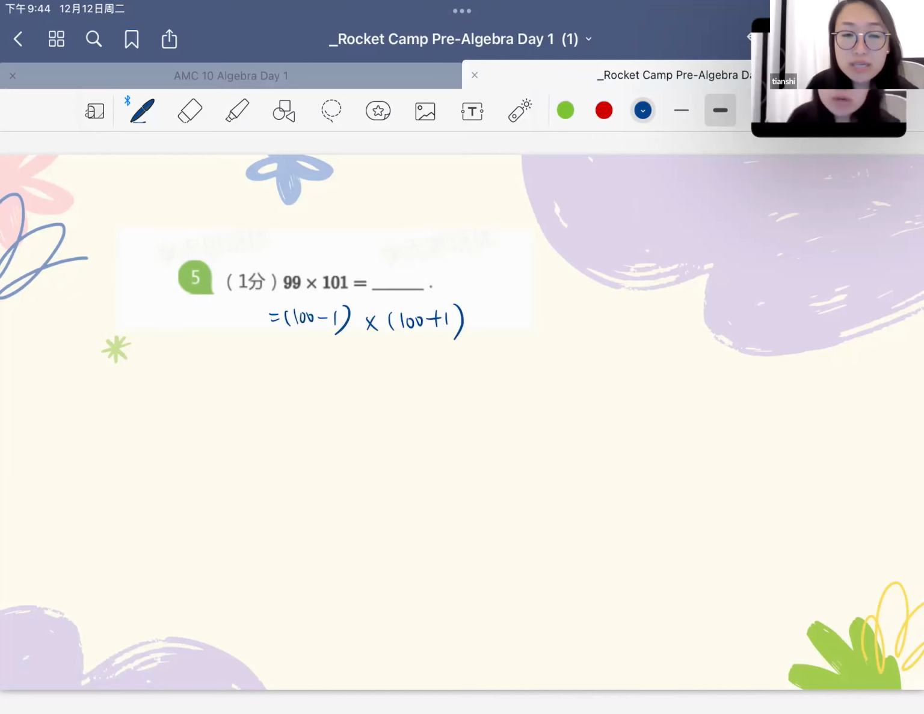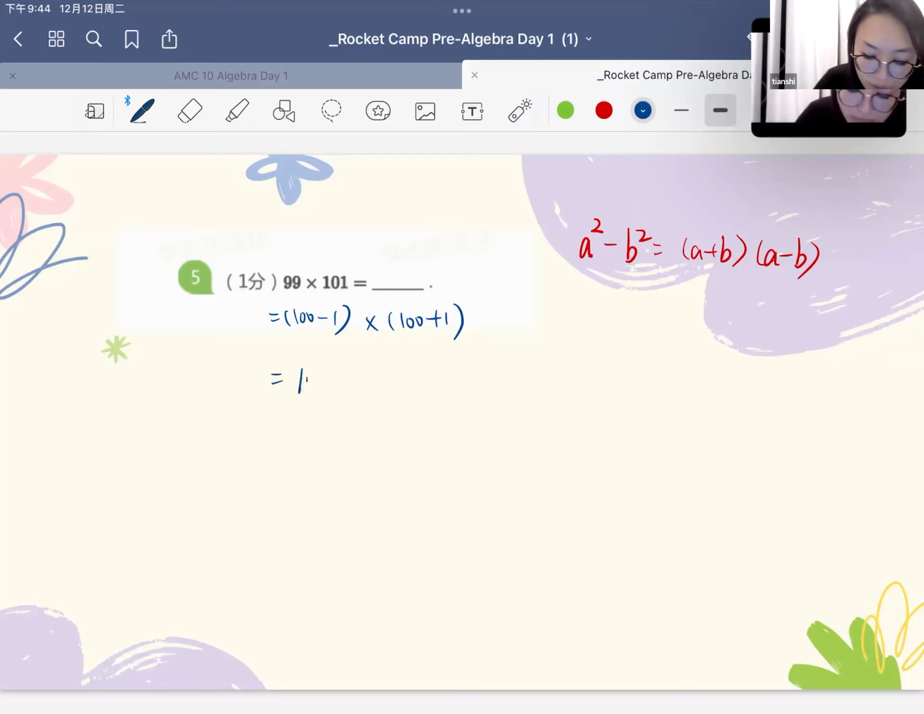Does this sound really familiar to you? Actually, this is the reverse of our difference of squares formula. The formula is a squared minus b squared equals a plus b times a minus b, right? If we use it reversely, we will have a plus b times a minus b equals a squared minus b squared. So we will have 100 squared minus 1 squared.